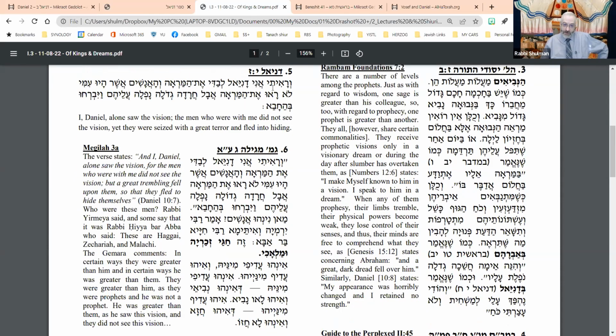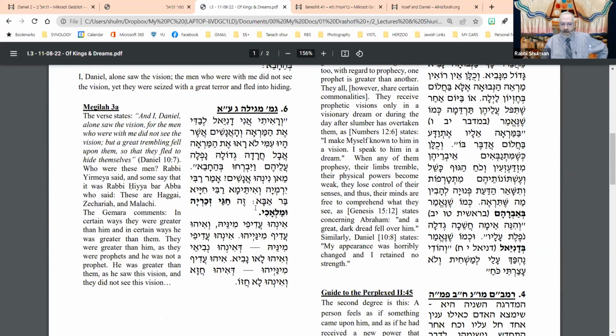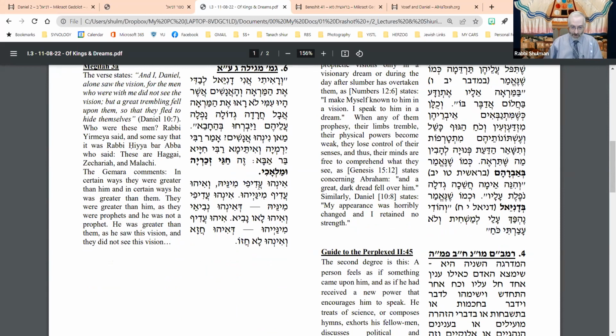And the Gemara on that verse in Daniel, Perek Yud, says, who are the people who are with him? These are the Nevi'im, Chagai, Zechariah, Malachi. Those are the prophets of Bayit Sheni. Now, anachronistically, it's unlikely that Daniel actually interacted with the prophets Chagai, Zechariah, Malachi. They're much later in time. But conceptually, these were what the Gemara refers to as Nevi'im, and therefore the Gemara says, they were greater than he in certain ways, and in other ways he was greater than them.